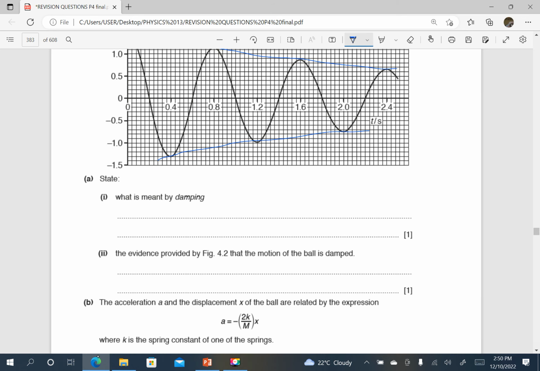So what is meant by damping? This is loss of energy by an oscillating system due to dissipative forces. Then give the evidence provided by the figure that the motion of the ball is damped. We see that the amplitude of oscillation decreases with time.